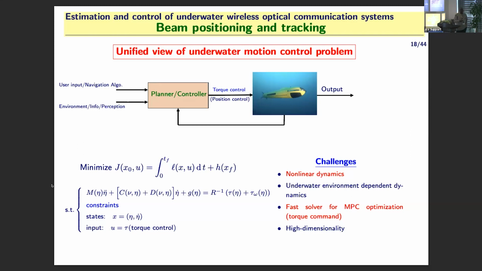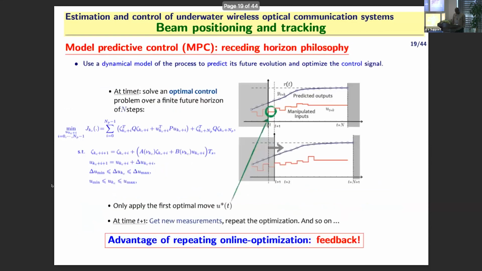We need to think about how the states are going to go, and it may end up with some high dimensionality because of the states that you get for the models that you are dealing with. So we use model predictive control, which has this receding horizon philosophy. We use the dynamic model of the process. Model predictive control just follows three steps.